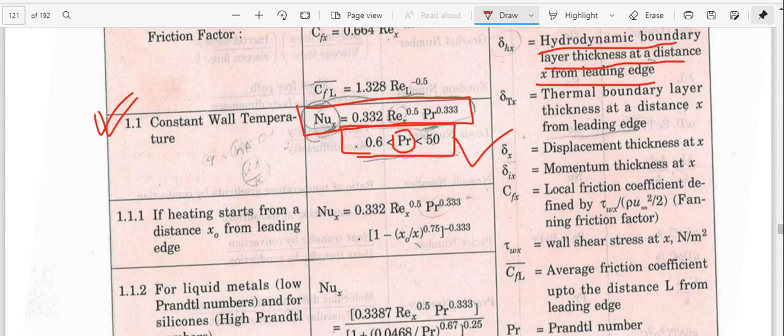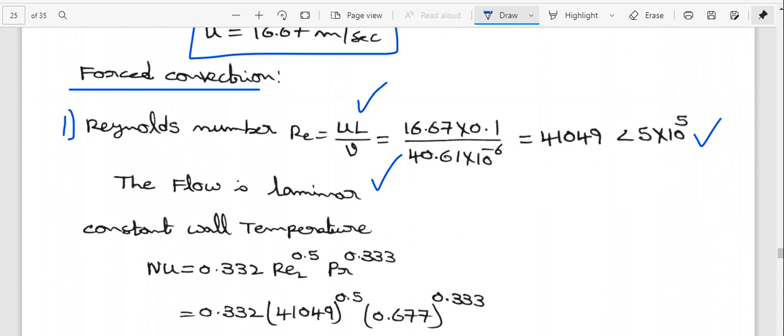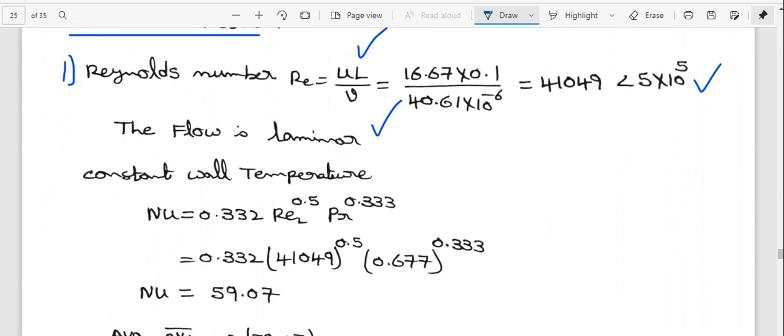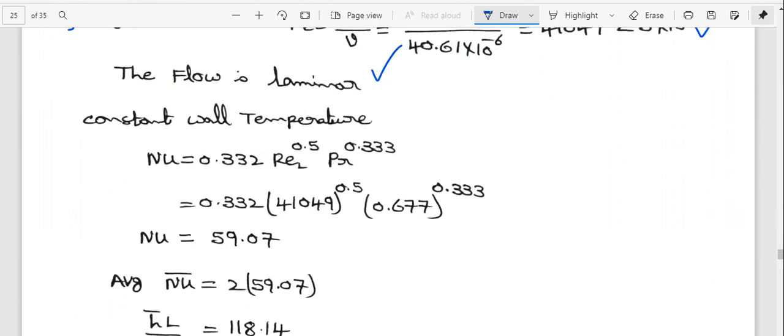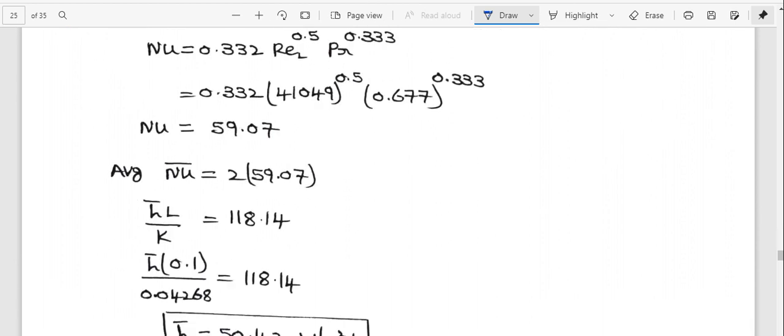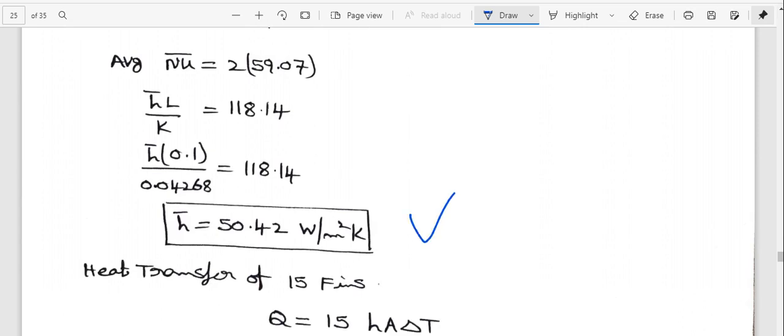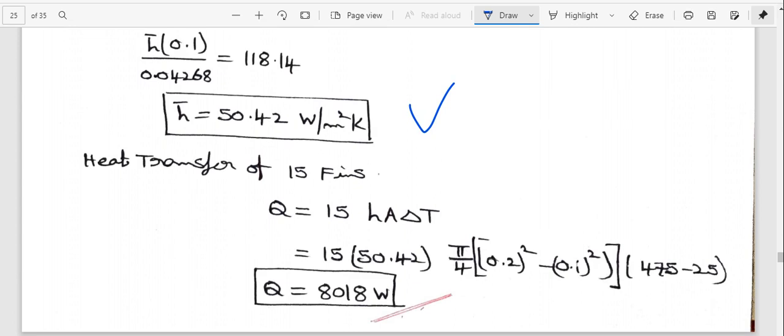So constant wall temperature, Nu equal to 0.332 into Rx power 0.5, Pr power 0.333. So this is the constant wall temperature formula. Substitute the Reynolds number value and Pr number value. After getting Nu value, we need to substitute hL by k value. So convective heat transfer coefficient is 50.42 watt per meter square Kelvin. The heat transfer of 15 fins is equal to 15 into hA delta T, that equals Q value.